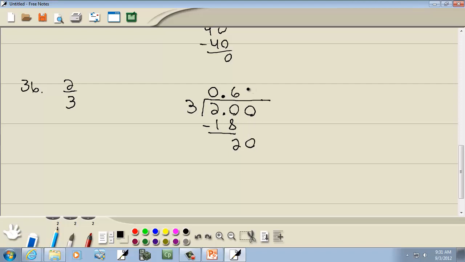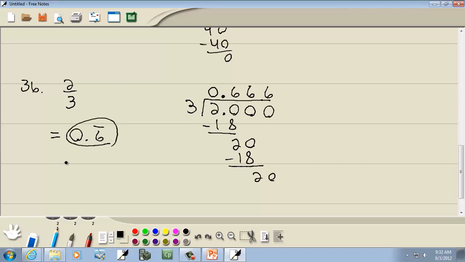3 goes in 20 6 times. 6 times 3 is 18. And all of a sudden you're going to start seeing a pattern. The 6's are repeating, aren't they? So this would be 0.6 with a bar over it like that.